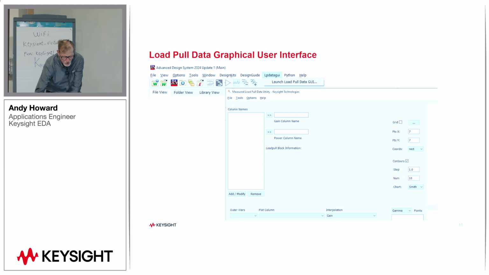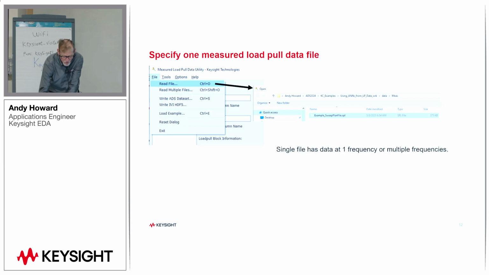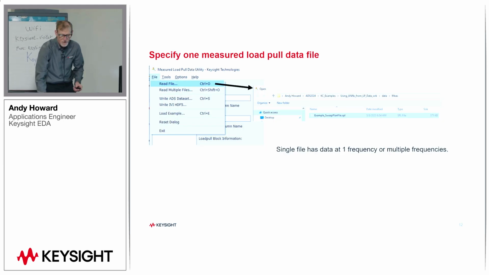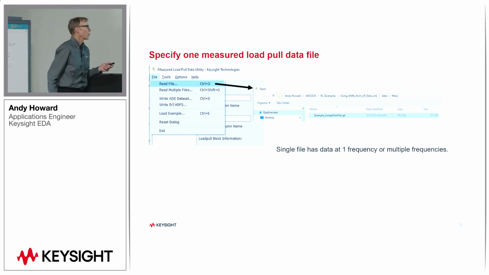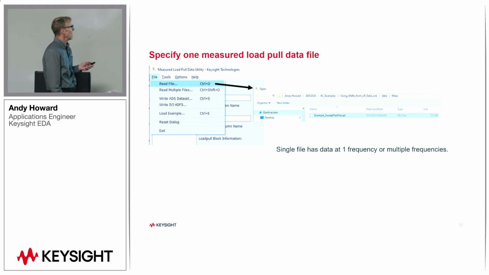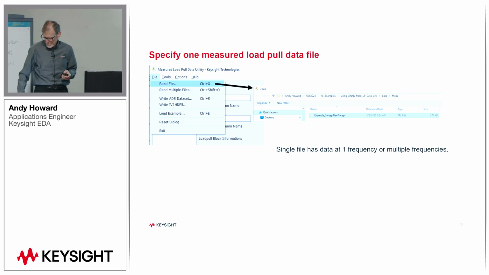You bring up this user interface, and you specify the file or files that you want to read. Sometimes the files have data at one frequency. Sometimes they have data at multiple frequencies. Sometimes you might have 4 or 5 files, or several, of a single device that's measured at different frequencies. So you can specify those and read them in.